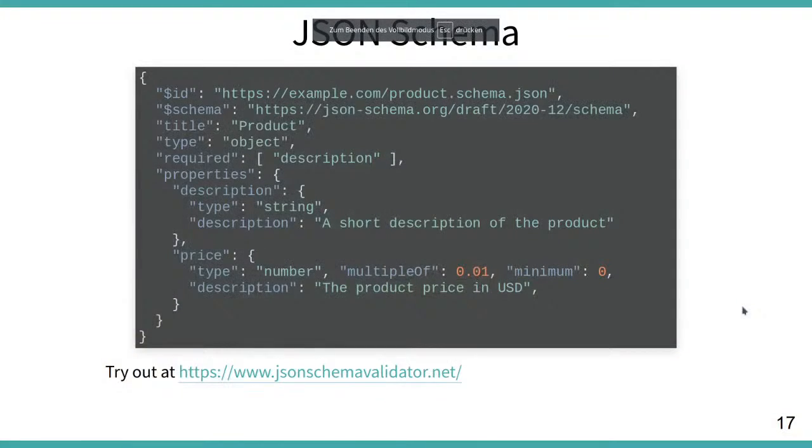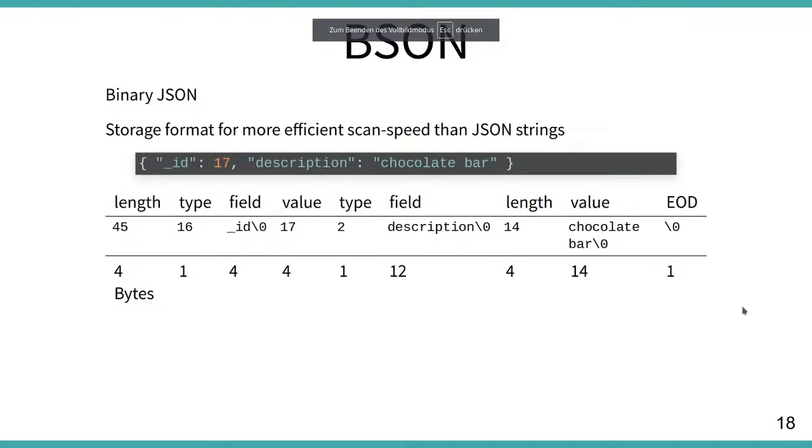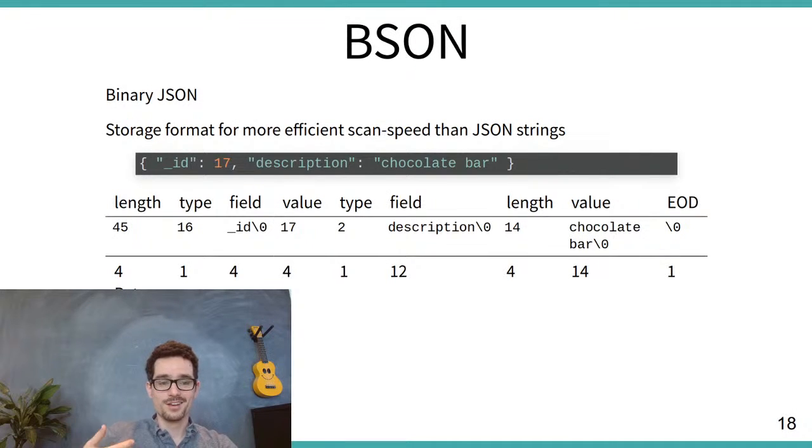Okay, and then in the end of today, I want to tell you one more data format. It's called BSON. Basically, it's not an alternative like CSV, XML, YAML, JSON, BSON. No, BSON is just a binary representation for storing JSON.